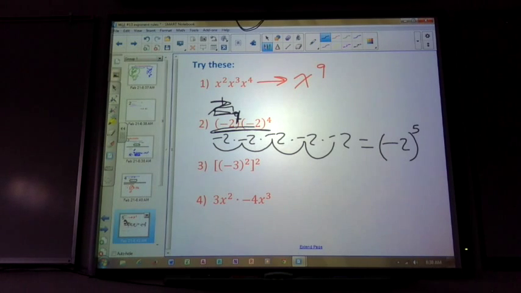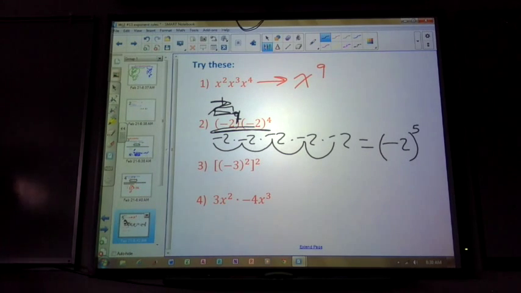All right. Mr. Summers. Number 3. Okay. I have negative 3 in parentheses. That happens to be squared. Still with me on that one? And then I have square brackets. And square brackets mean the same thing as parentheses. It's just a different grouping symbol. And that outside squared. So what do you think I should do with the exponents?